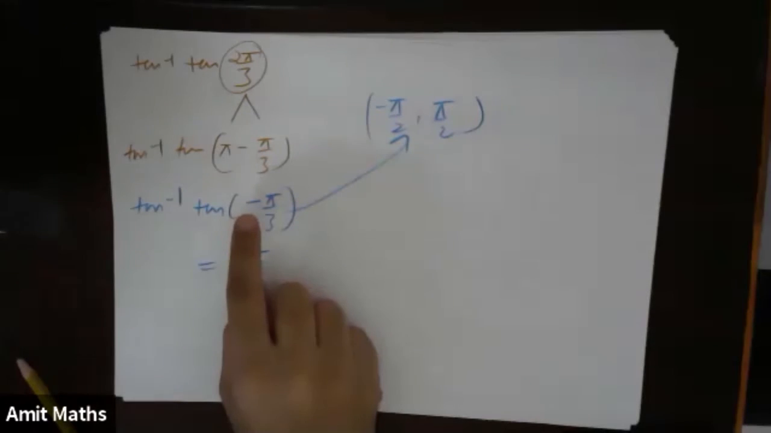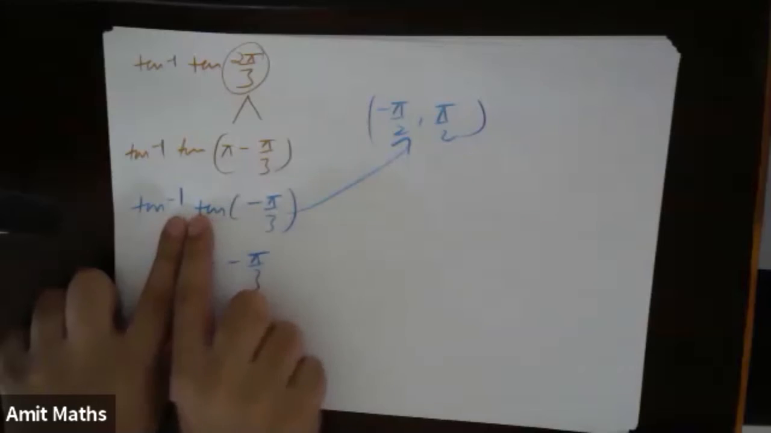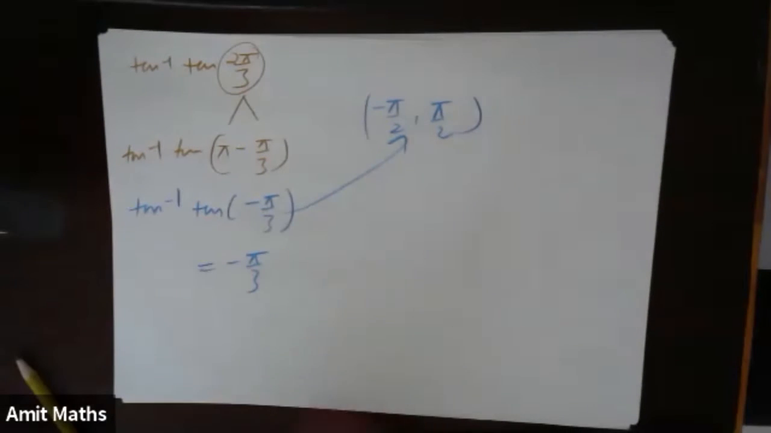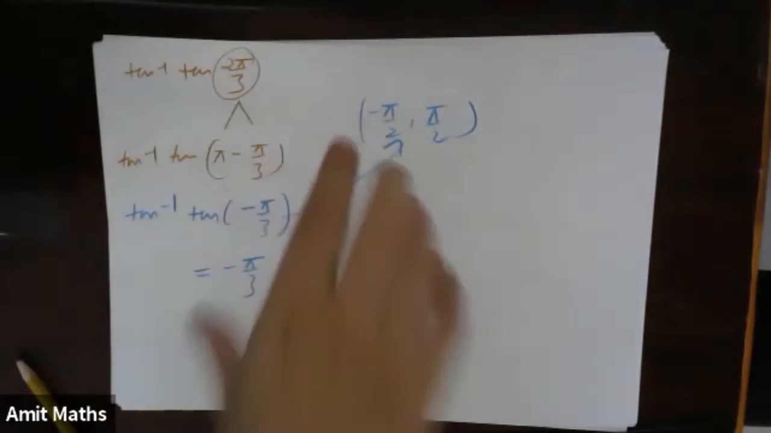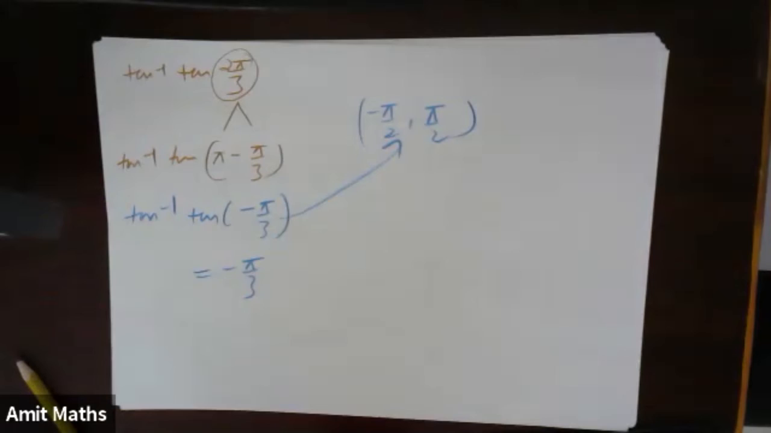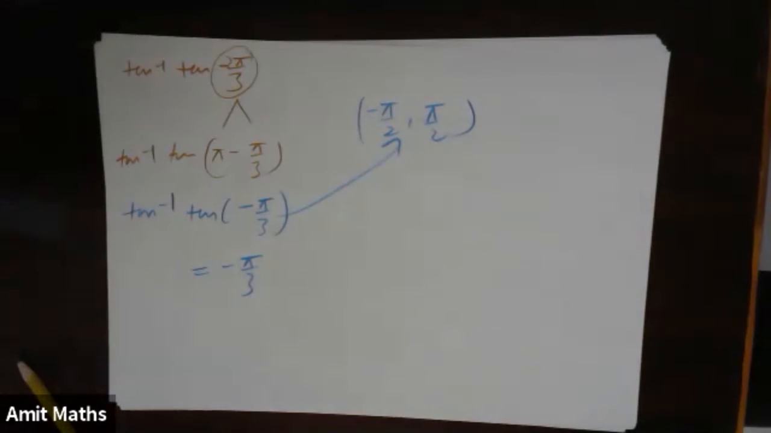But tan is an odd function, so I can take the minus inside also. Minus tan of pi by 3, I can take the minus inside also. It will still be the same thing. Now let's check the example of this one and use the graphical approach. If this is okay, then you must also be able to solve using graphs.